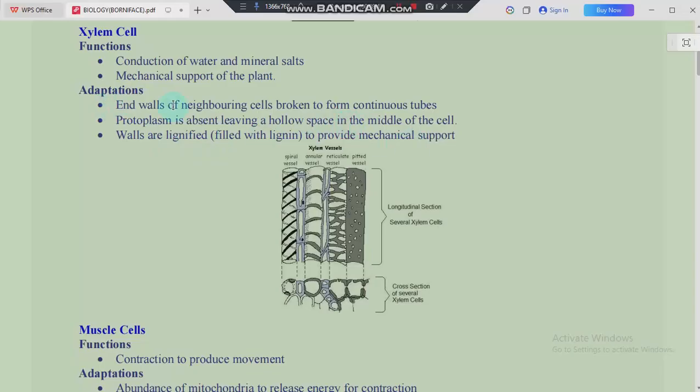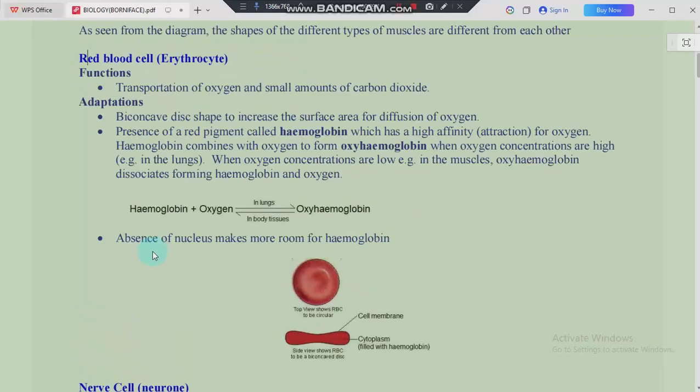So to go through again, the end walls of the neighboring cells are broken to form continuous tubes. The protoplasm is absent, leaving a hollow space in the middle of the cell. The walls are lignified to provide mechanical support. And the function, the xylem cell helps in the transportation of water and mineral salts. So let's move on to another specialized cell.